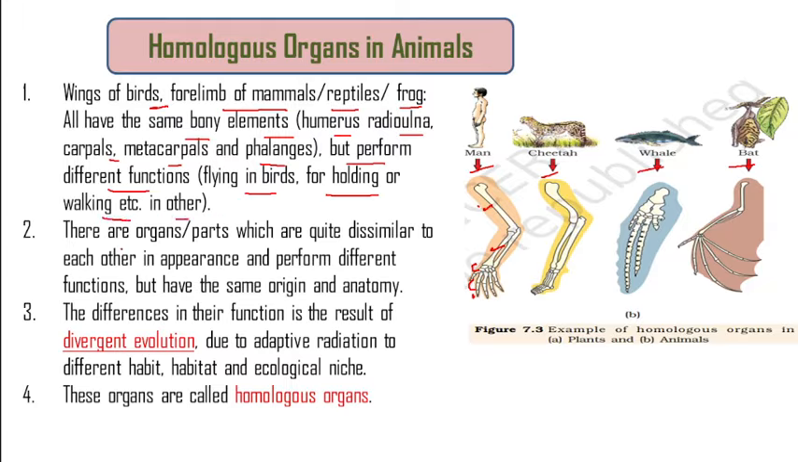There are organs or parts which are quite dissimilar to each other in appearance and perform different functions but have similar origin and anatomy. This is the definition of homologous organs, which we have already discussed, and it is the result of divergent evolution.